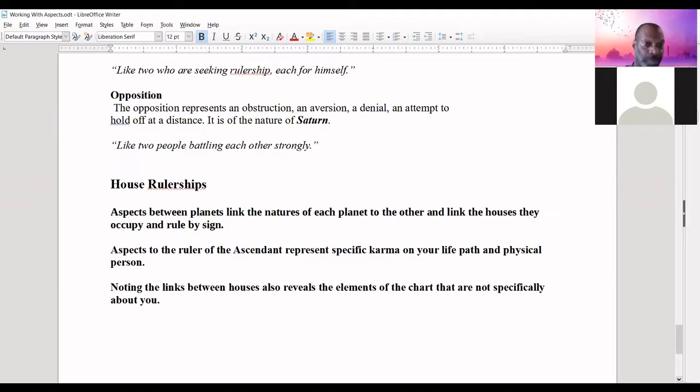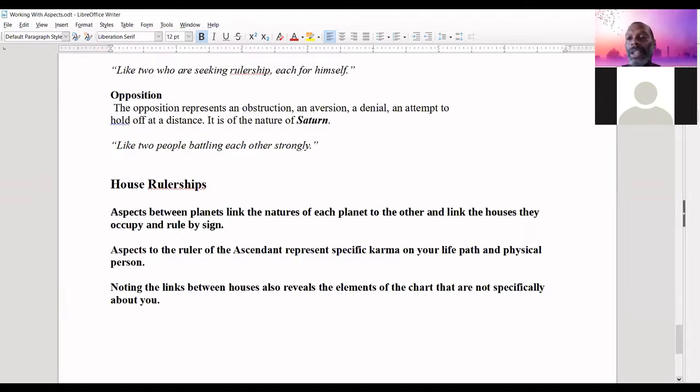So what I want you to do, first of all, is put into the chat who is the ruler of your ascendant. The ascendant is the sign on the cusp of the first house, right? Everybody should know it's one of your big three. And then what I want to know is who is the ruler of the sign of your ascendant.